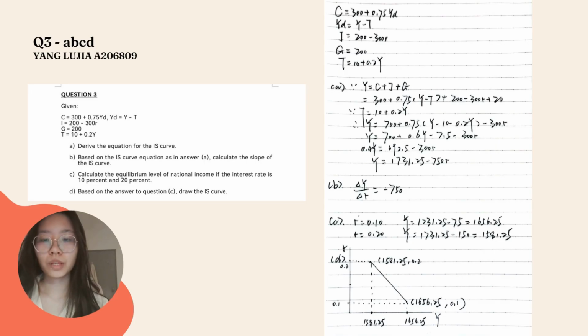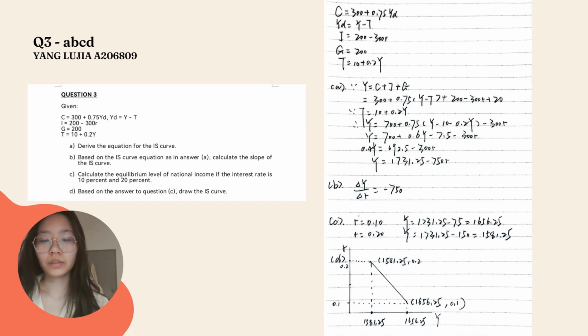In the first question, we need to derive the IS curve equation. We substitute C, I, and G into Y equals C plus I plus G, and we simplify it to get Y equals 1731.25 minus 750R. Going to part B, we need to find the slope of the IS curve, that is negative 750.